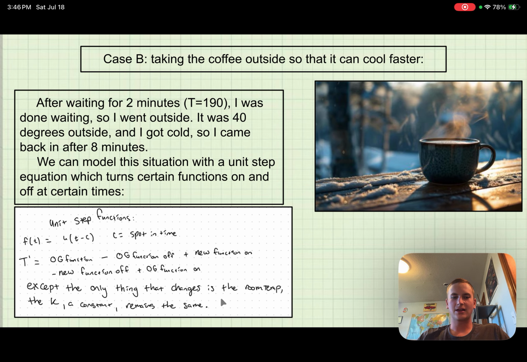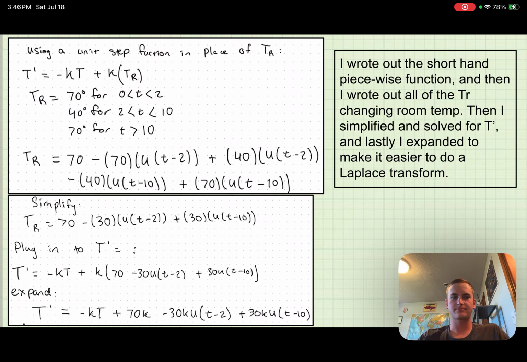What I realized actually is that you only need to do this for the room temperature function. You don't need to do this for the whole equation. So that really simplifies it. And it ends up looking like this. I wrote it out in a piecewise function first, kind of shorthand. This isn't an exact piecewise function, but I just wrote this out for my own notes.